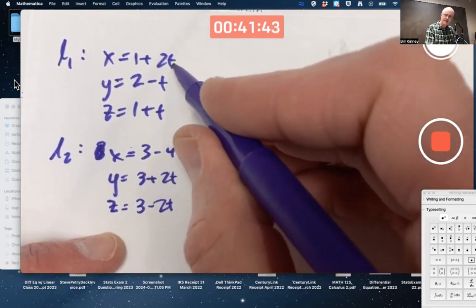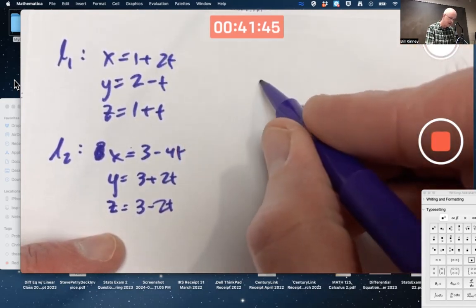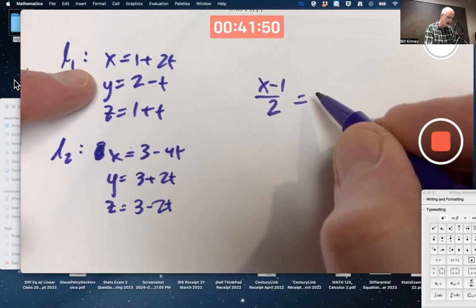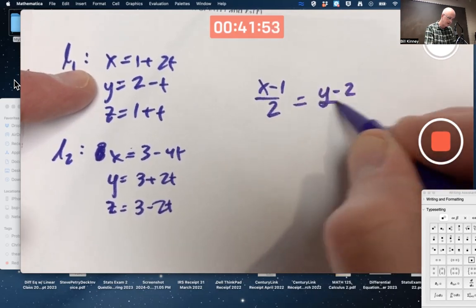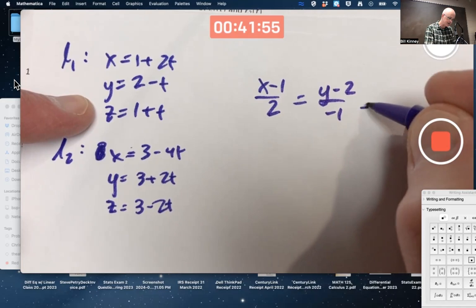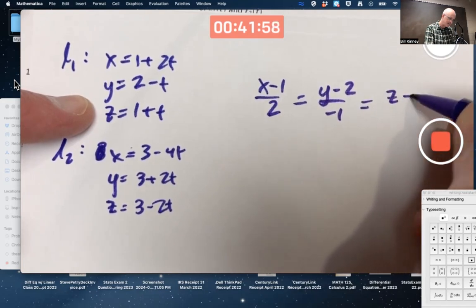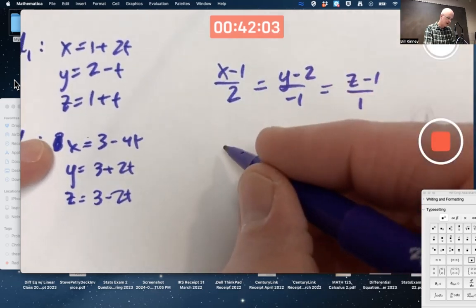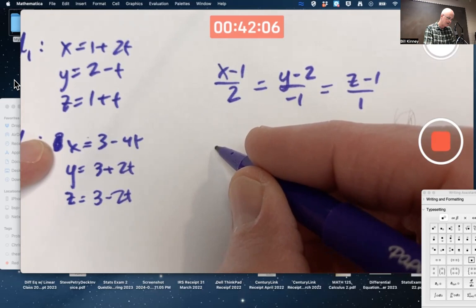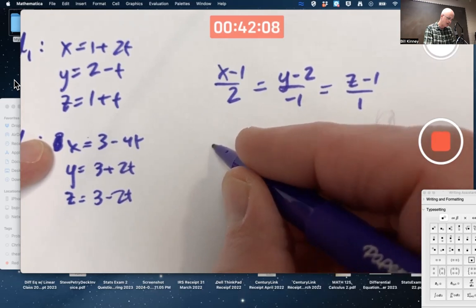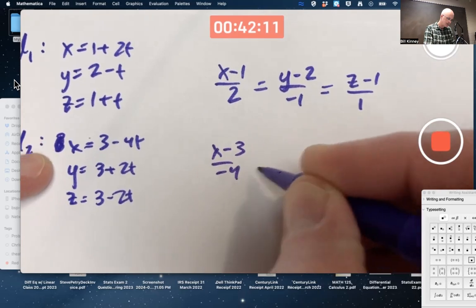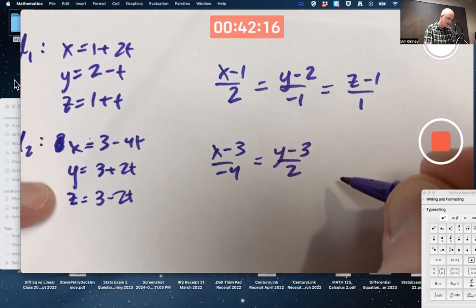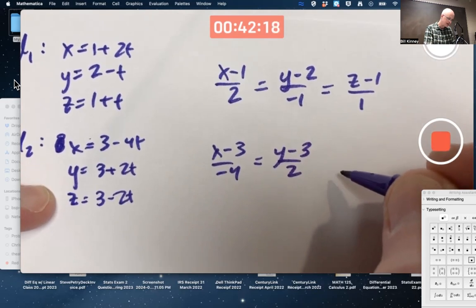The x version, I'd subtract 1 and divide both sides by 2. The t value would be x minus 1 over 2. For the y equation, I would subtract 2 and divide by -1. And for the z equation, I would subtract 1 and divide by 1. For this one, the x equation, I would solve for t by subtracting 3 and dividing by -4. For the y equation, solve for t by subtracting 3 and dividing by 2. And for this one, subtract 3 and divide by -2.